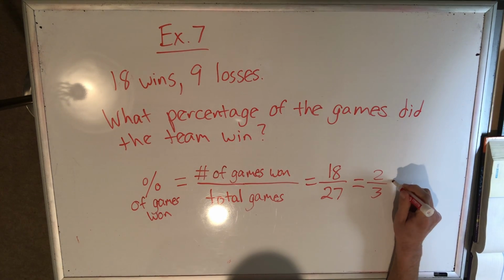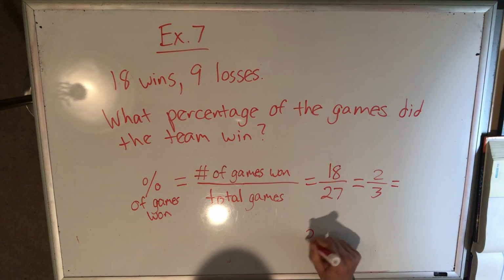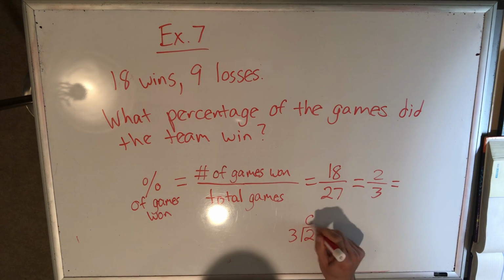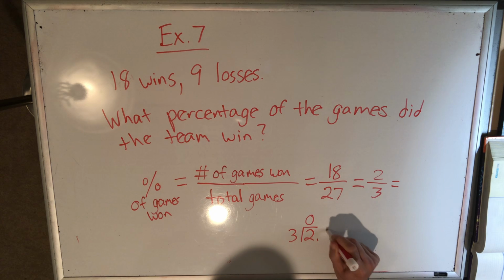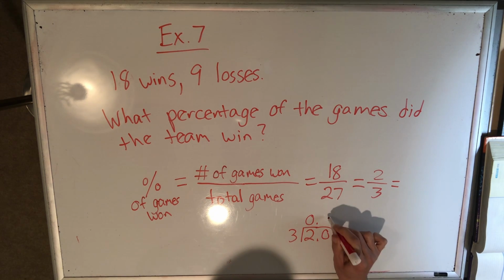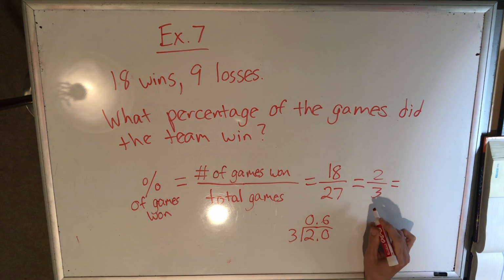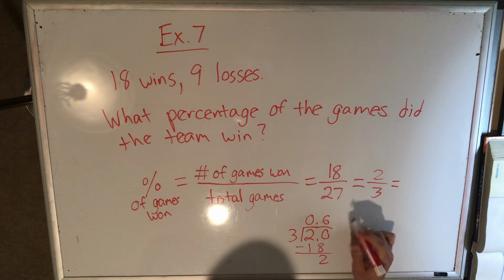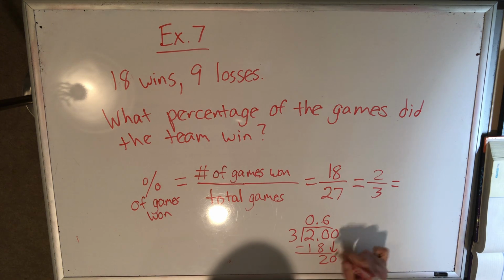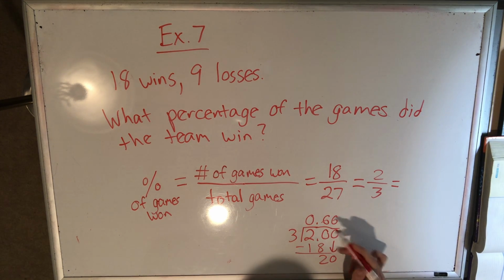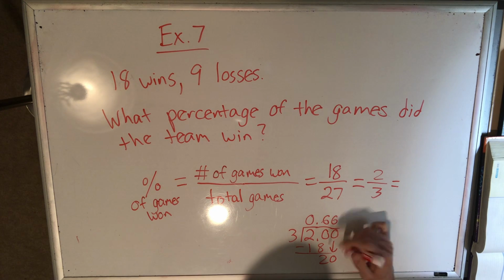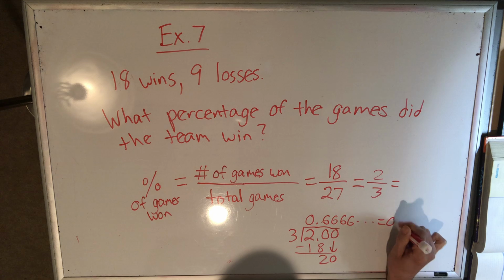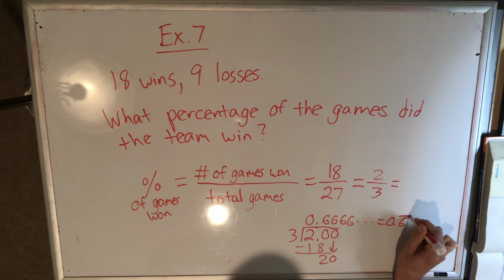Now let's figure out what percentage that is. We could do 2 divided by 3. Put the top number on the inside, the bottom number on the outside. 3 goes into 2 0 times. 3 goes into 20 6 times. 6 times 3 is 18. 20 minus 18 is 2. Bring down the 0. 3 goes into 20 6 times. It's going to be 6 repeating, as you can see. So you can put a bar over the 6 to indicate that the 6 repeats.